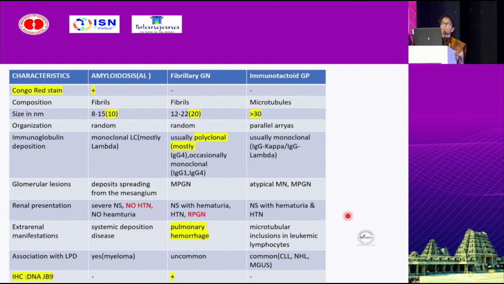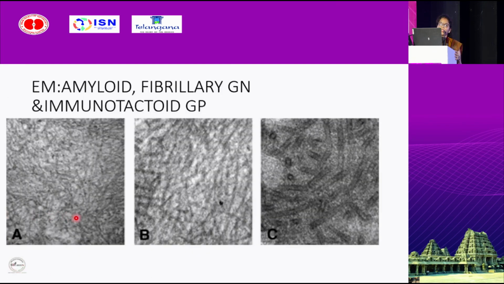So when we have to differentiate amyloidosis, fibrillary and immunotactoid GN, these are nodular or deposit diseases. Congo red is positive in amyloidosis, whereas it is negative in both the others. Also, the size of the fibrils in amyloidosis is 10 nanometers, 20 for fibrillary, and immunotactoid is more than 30 nanometers. In both amyloid and fibrillary, there will be randomly arranged fibrils, but in immunotactoid, there will be microtubules. They are arranged parallelly. And DNAJB9 is the marker for fibrillary glomerulonephritis. So here we can appreciate the fibrils of amyloid, then fibrillary, and these are the microtubules parallelly arranged.